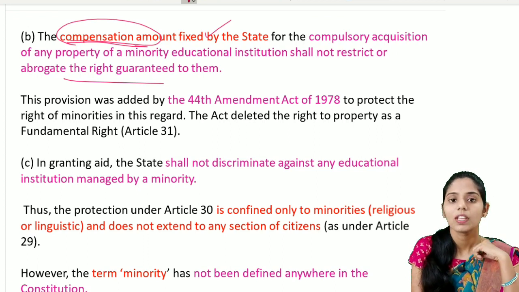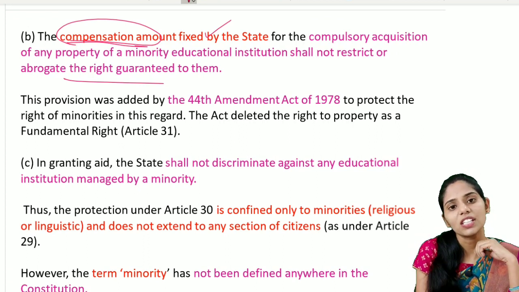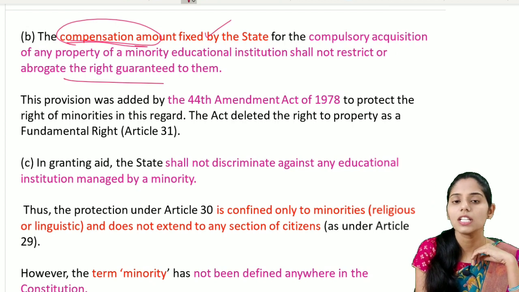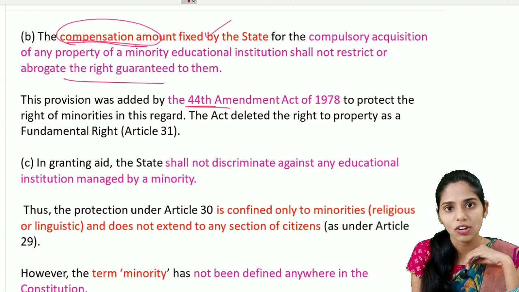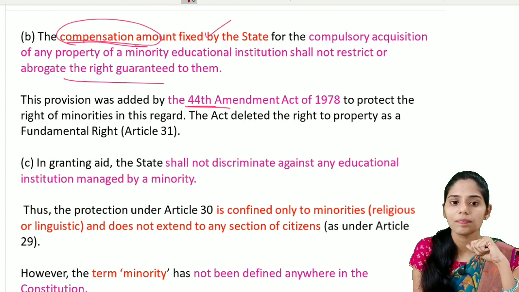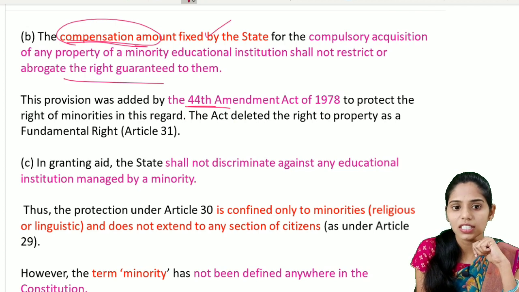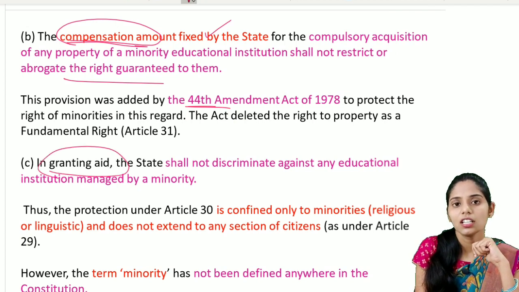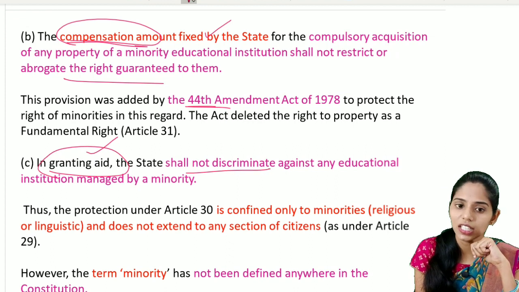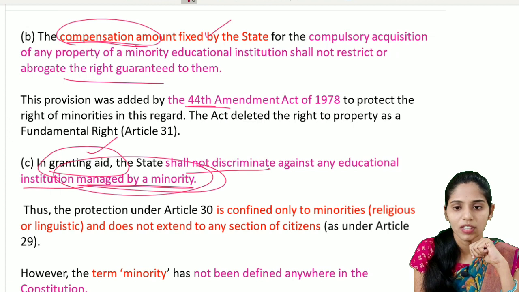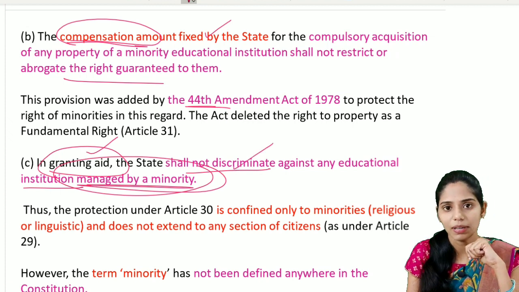that is guaranteed to them. And the next one is this provision, it is not present in the original constitution. It was added through the 44th Constitutional Amendment Act of 1978, mainly to protect this right of the minorities in this regard. And let us see the next provision. It is talking about the granting of aid. So in this third provision, the state shall not discriminate against any education institution which is managed by any minority. So there will be no discrimination done by the state.